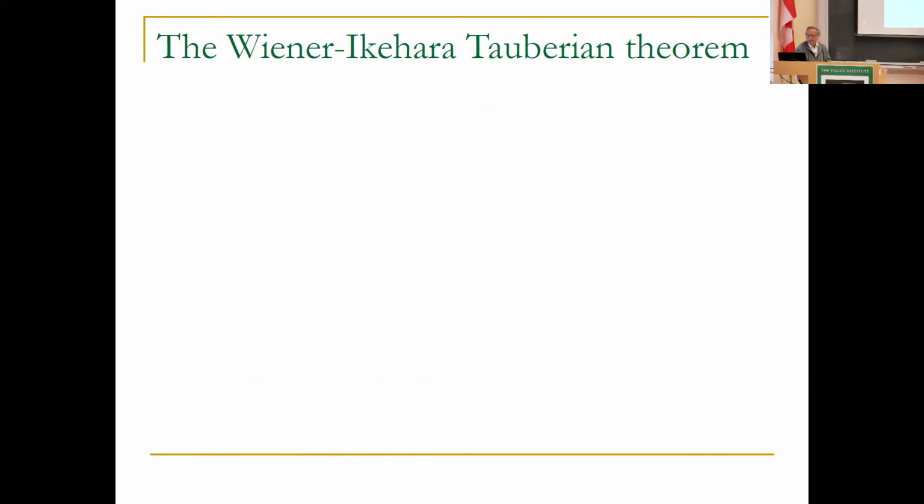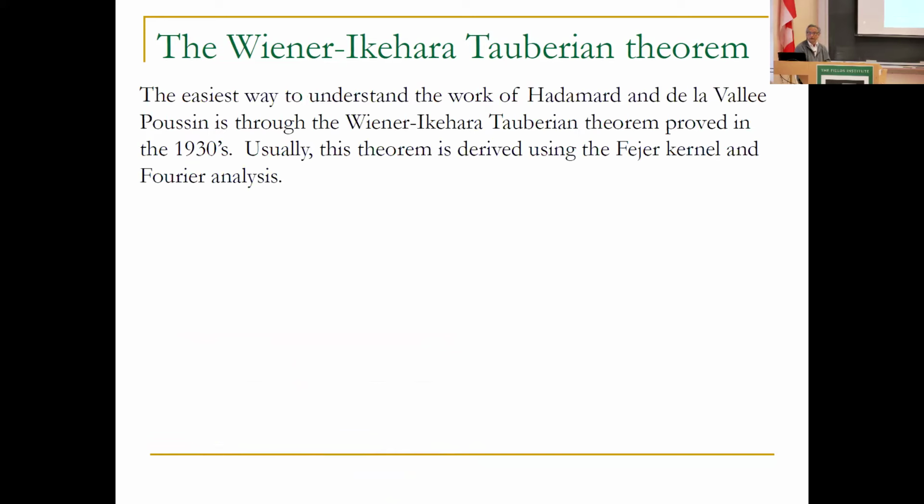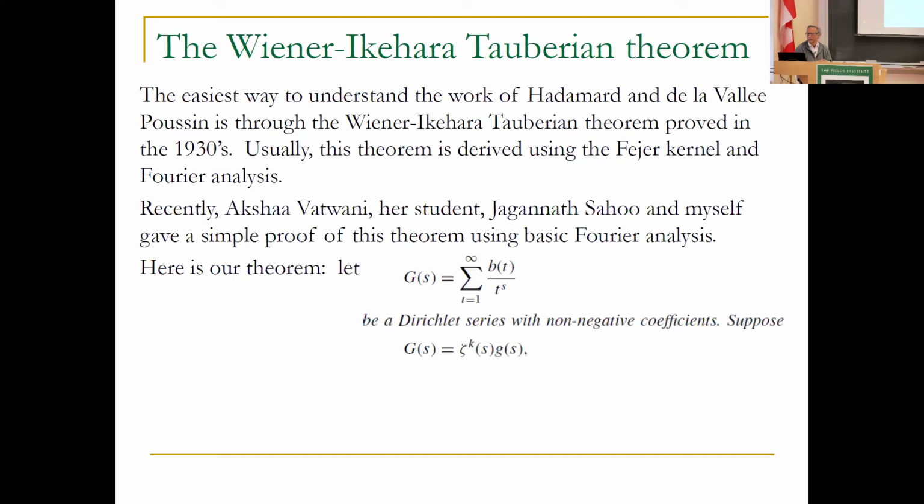Now, in all of this approach to analytic questions, a useful tool is what's called a Wiener-Ikehara Tauberian theorem, which is streamlined. So the complicated methods of Hadamard, de la Vallée Poussin, and all these subsequent people were streamlined finally by Wiener and Ikehara in the 1930s. And the theorem is very, very simple to state. Let me just state it.